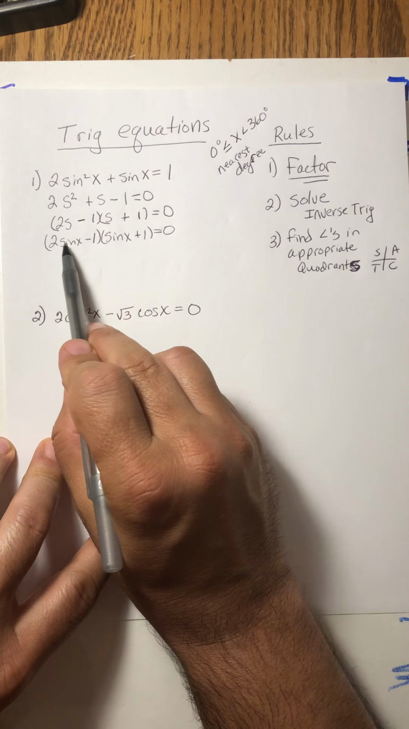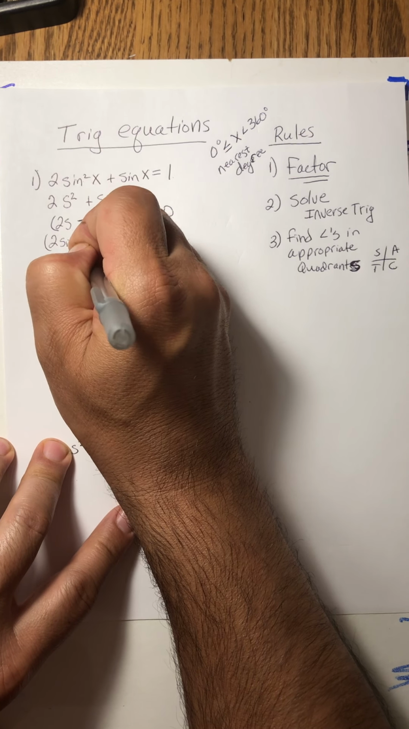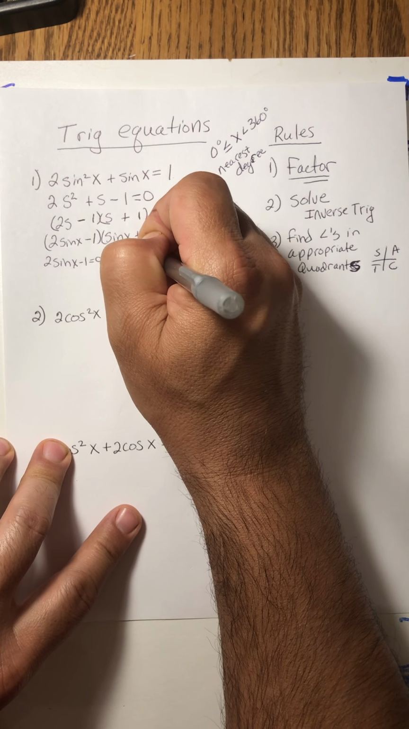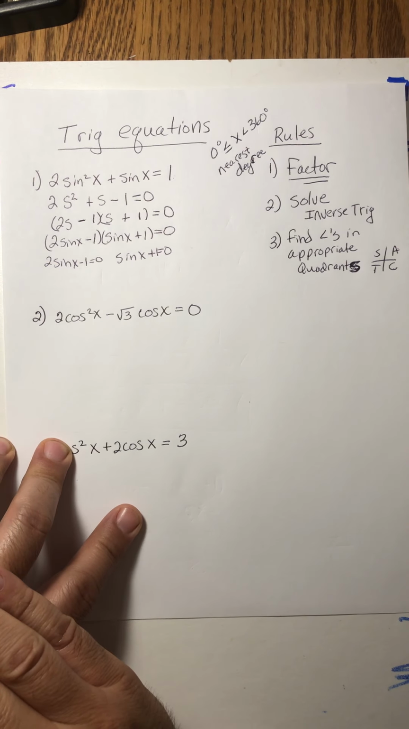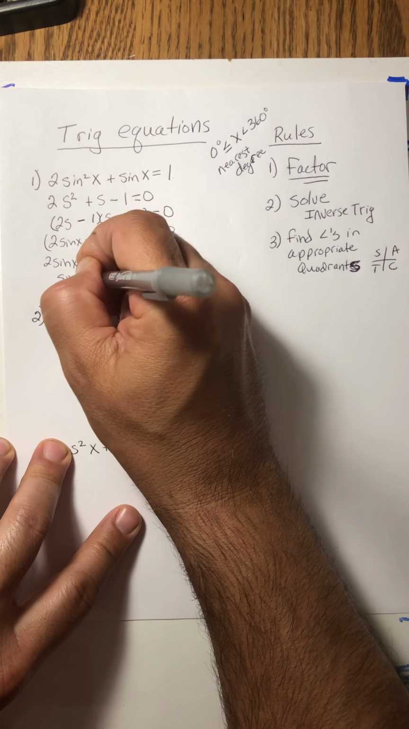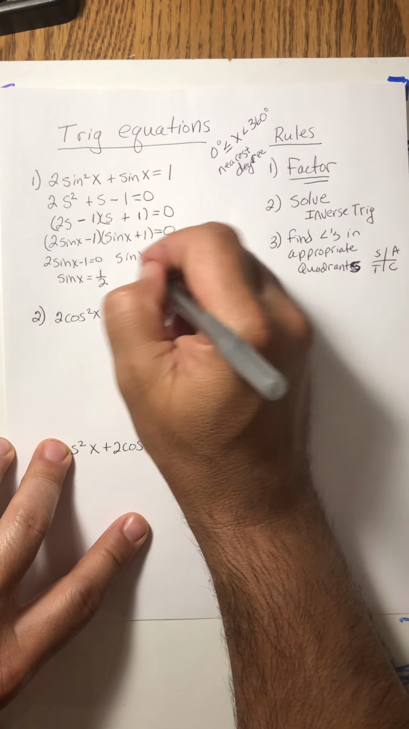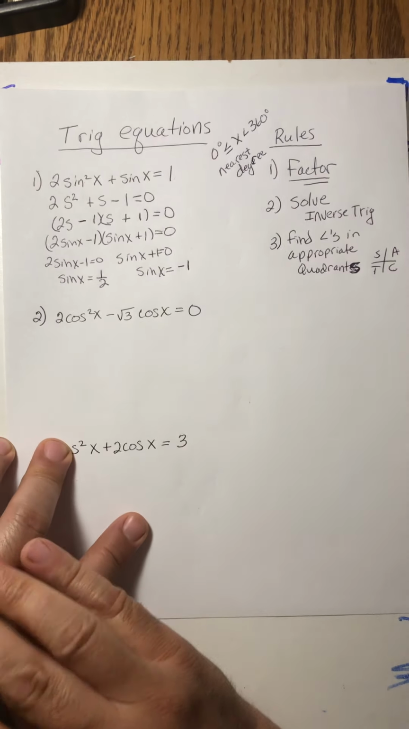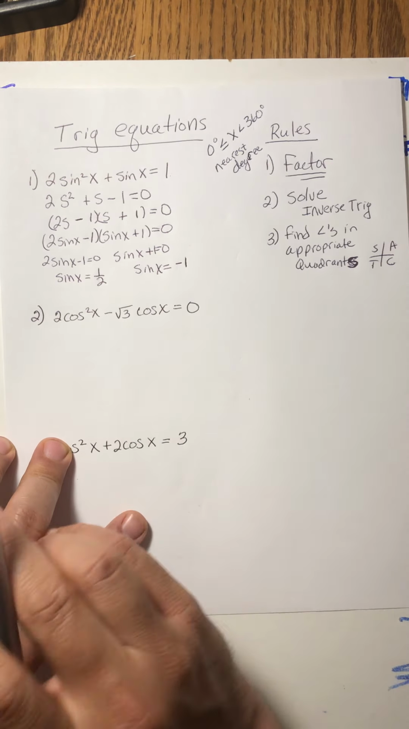So we got down over here, we're going to set each of these factors equal to 0. So 2 sine of x minus 1 equals 0, and then sine of x plus 1 equals 0. Then I'm going to solve for x here. So this sine of x is equal to 1/2. This sine of x is equal to -1. These answers you should have been able to recognize. If not, you can use the calculator.